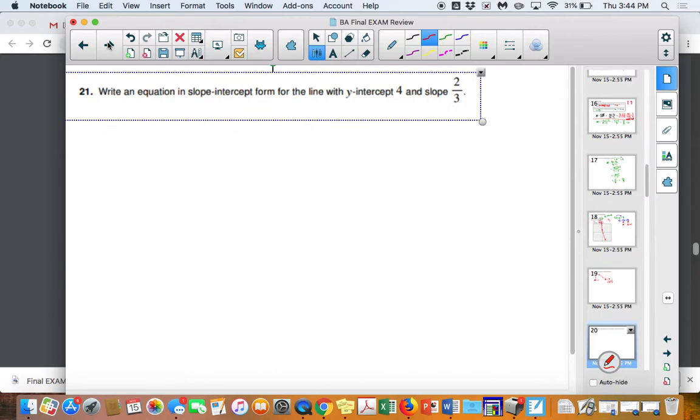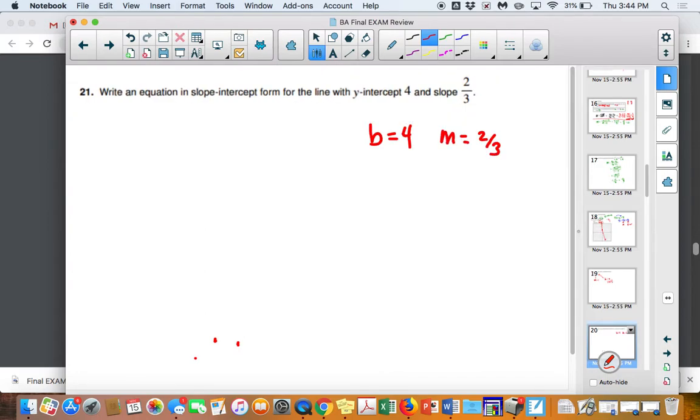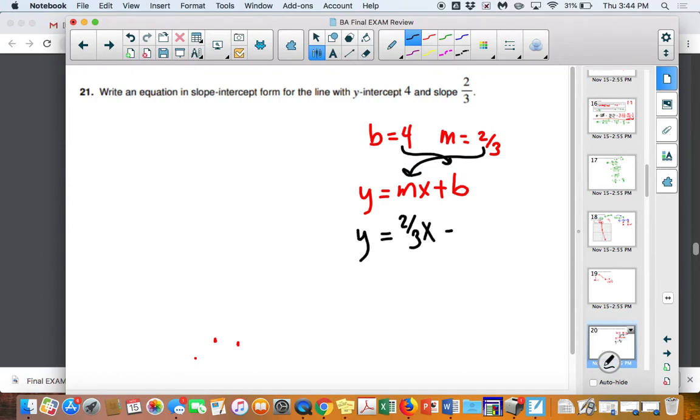So then it says write an equation in slope-intercept form for the line that has the y-intercept of 4, and your slope is 2/3. Okay, so use that form that we just talked about, y equals mx plus b. And all you have to do is put your values in. 2/3 is going here, 4 is going there, and you're going to be done. So y equals 2/3 x, and then we're going to say plus 4. That's what it asks for, so you've got the equation, and we have it in slope-intercept form. So that's what you need to submit.